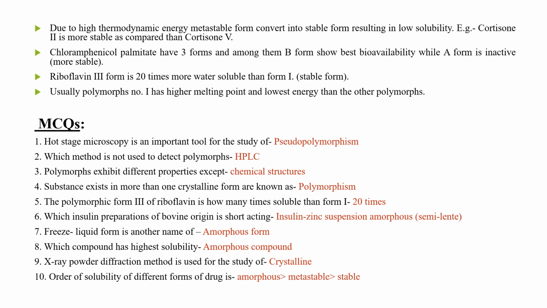And number 10, order of solubility of different forms of drug. And here is the trick: the amorphous form is less stable, then the metastable form is slightly more stable than the amorphous form, but still it is not the stable form, and the stable form is the highly stable form. So the more stable form shows lower solubility than the metastable form, and the metastable form also shows lower solubility than the amorphous form.